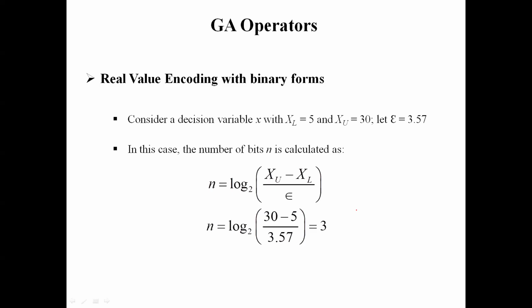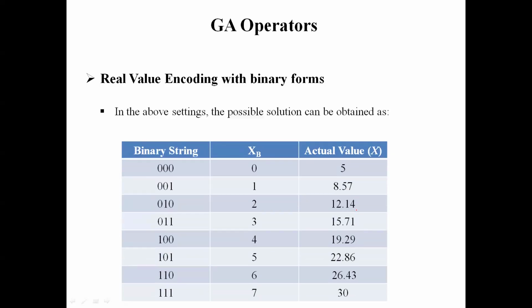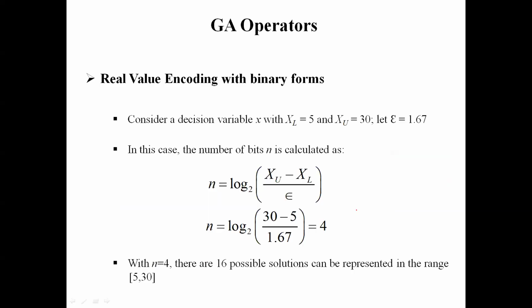So we decided that n should be only 3 bits. So if there are 3 bits, then you have 2 raised to 3, that is 8 possible solutions. So how are the 8 possible solutions given between 5 and 30, how do you get the values? You can do it like this. Now the next value can be found out by x is equal to 5 plus epsilon into 1. And the next one can be 5 plus epsilon into 2 and so on. So this way, by multiplying, we can get different values for each binary string. So just have an overview of what real value encoding in binary forms is.